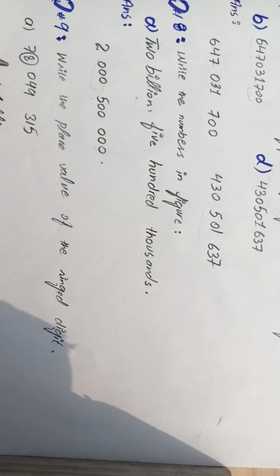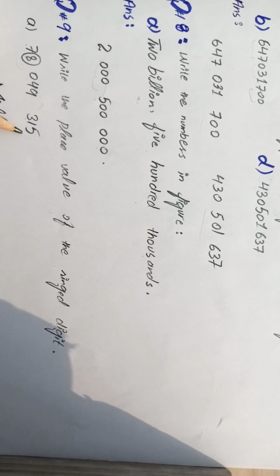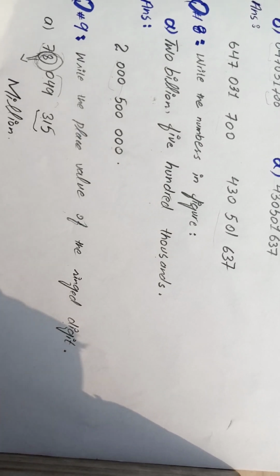Question number 9: write the place value of the ringed digit. Ringed digit place value. 513,940,87. This is the unit place, this is the thousand place, this is the million place. So what is the place value of this digit? This digit has its place value in the million place. So we can see that this is a million.